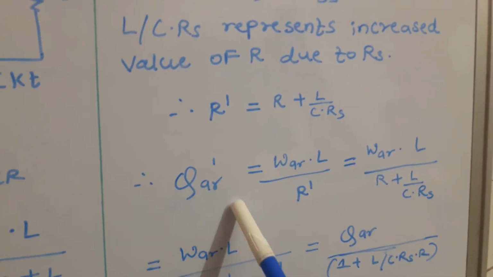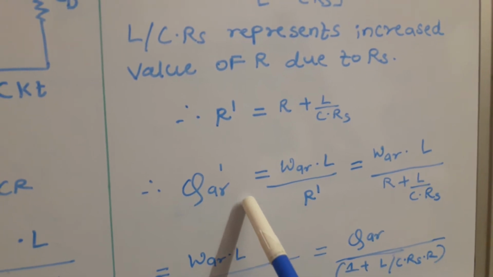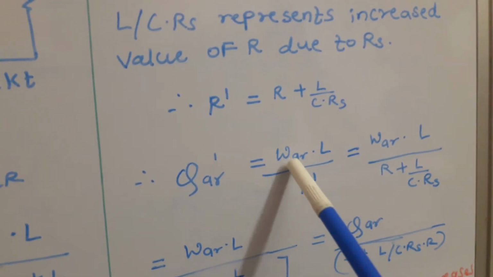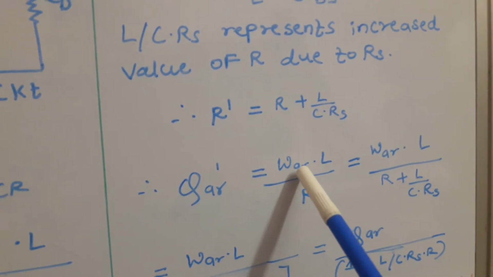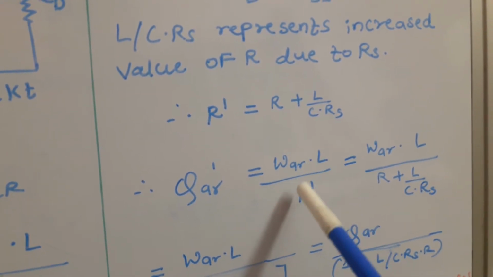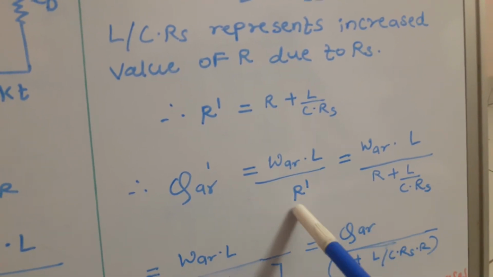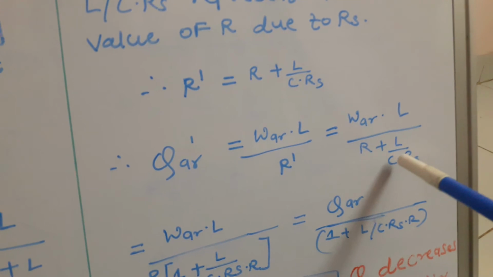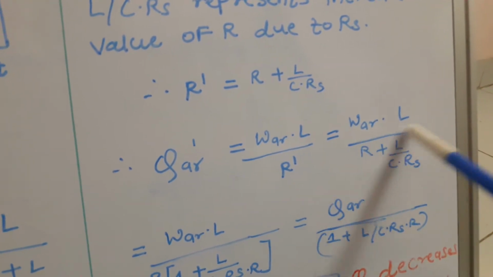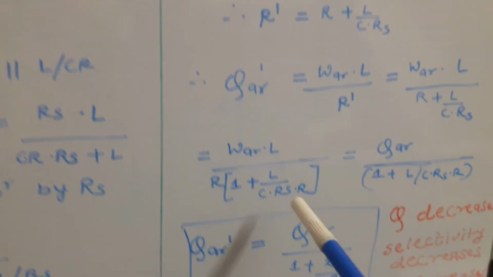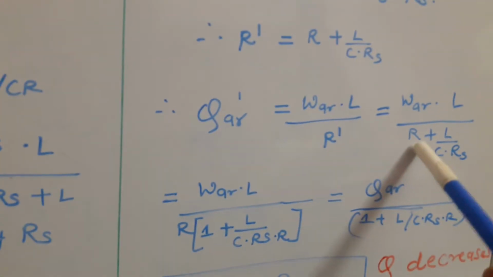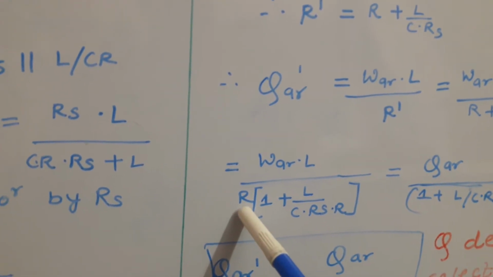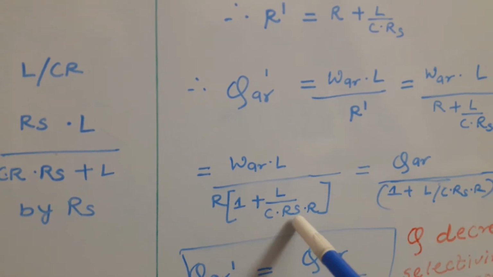So from this we can come to the expression for quality factor. Quality factor for the anti-resonant circuit with source resistance, we indicate as Q anti-resonance dash, is equal to omega, the angular frequency at parallel resonance, omega AR dot L divided by R dash. Now we write the value of R dash here. Again make it simple: omega L divided by total R. Again we can take R common from this expression, so it will be omega AR dot L divided by R times 1 plus L by C dot Rs dot R.